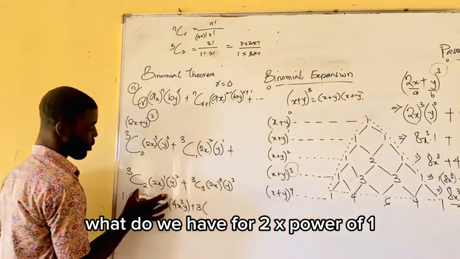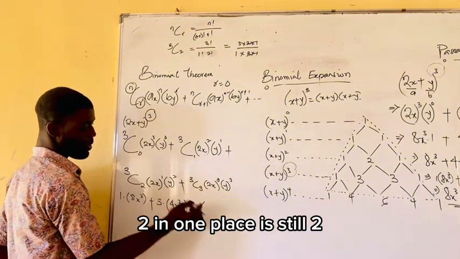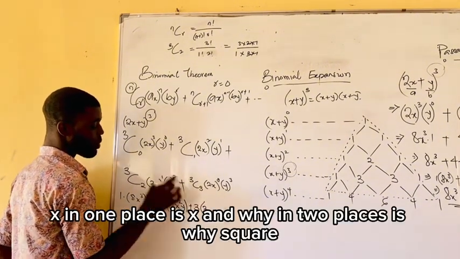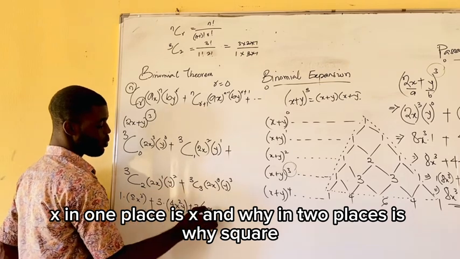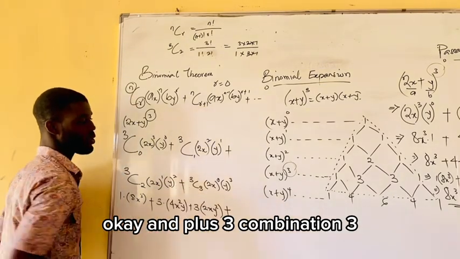What do we have for 2x to the power of 1? The whole of 2x to the power of 1. 2 in one place is still 2. Okay, x in one place is x. And y in 2 places is y squared. Okay, then plus 3 combination 3.